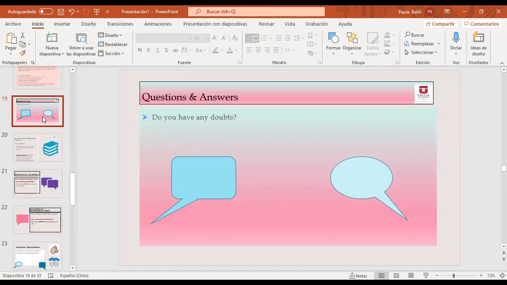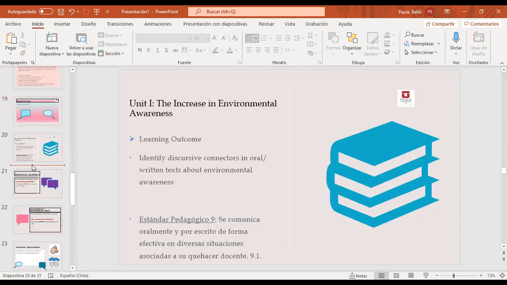So we have two activities with Menti, but we can do them on Wednesday when we have more time. And this is unit 1. The first is to identify discursive connectors in oral and written text about environmental awareness. This is what you're going to do in the task now in the morning. When I go to my meeting, you will be working on this. Is that clear?